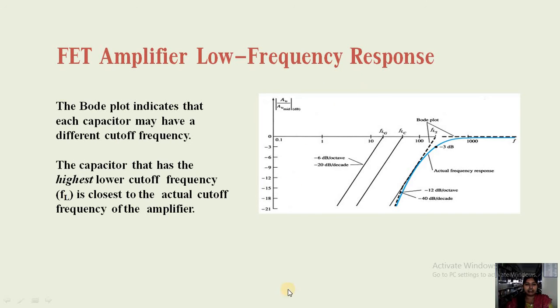The low frequency response of the FET is plotted here. FLG is the cutoff frequency due to capacitor CG, FLC is the cutoff frequency due to CC, and FLS is the cutoff frequency due to CS. Whichever has the higher value, that frequency is considered as the lower cutoff frequency for the FET amplifier.